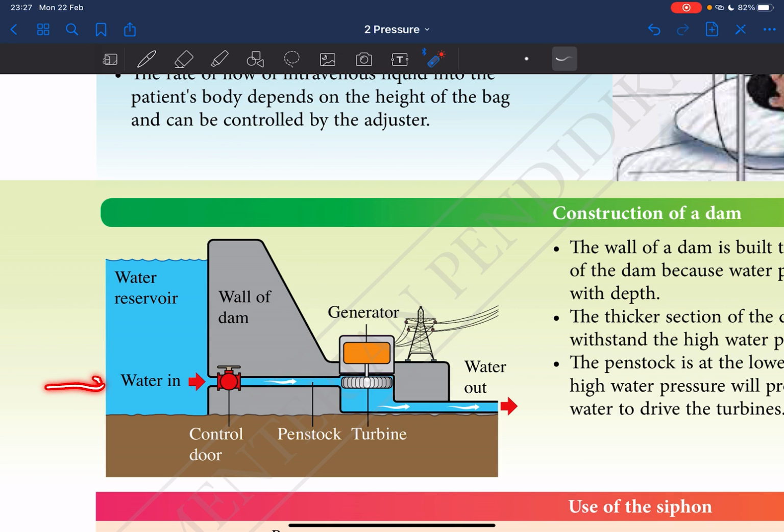And let's see the water. Why do we make the control door here? Why is it not somewhere above? Same reason, because greater height or greater depth increases pressure. That is why the higher pressure will cause the turbine to rotate at higher speed, therefore generating enough electricity. Okay.